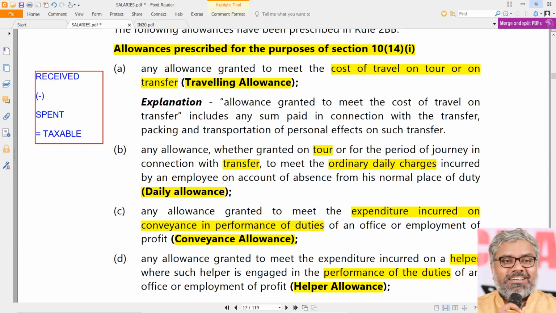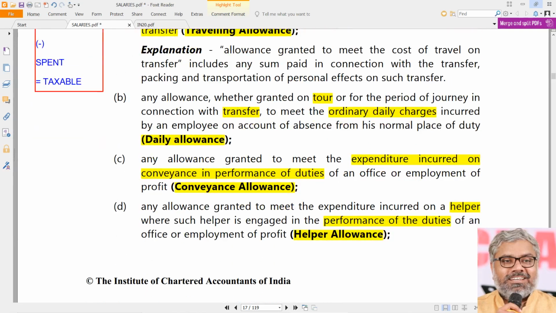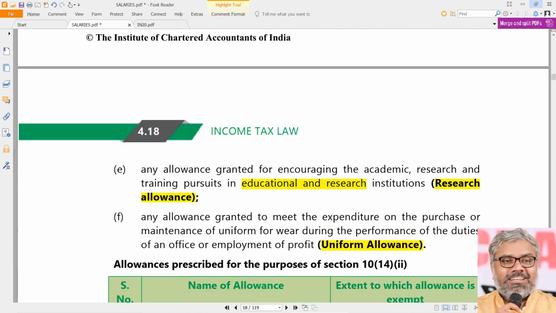But our job is, in the problems that are given to us, we can identify these names, any of these names. Then we have to always be alert that it is falling under 10(14)(i), which means it should be for official duties, which means exemption is granted to the extent of the amount which is actually spent by the employee for the purpose for which the allowance is given.